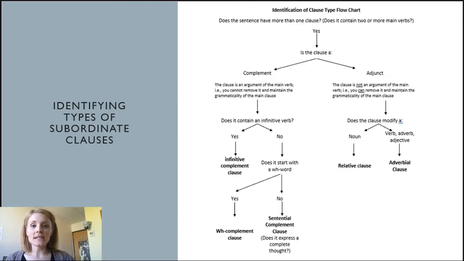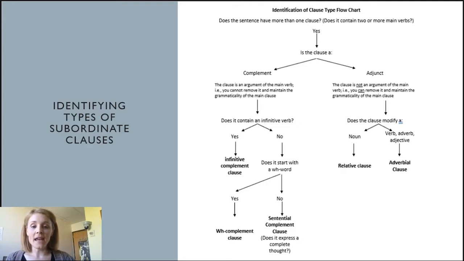All right, so this is a flowchart that can help you with identifying the type of subordinate clause. So we look at our clause and we decide if it's a complement or an adjunct. If it's a complement, we know it's a complement clause. And then from there you can decide which type of complement clause it is. If it contains an infinitive verb, it's an infinitive complement clause. If it starts with a WH word and doesn't contain an infinitive verb, it's a WH complement clause. And if it expresses a complete thought, it's a sentential complement clause.